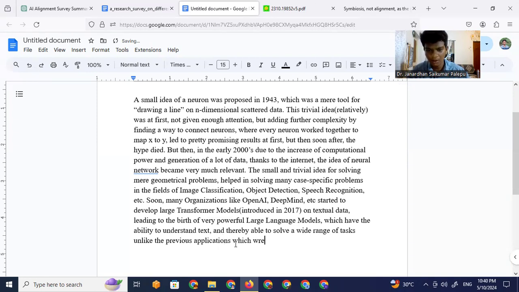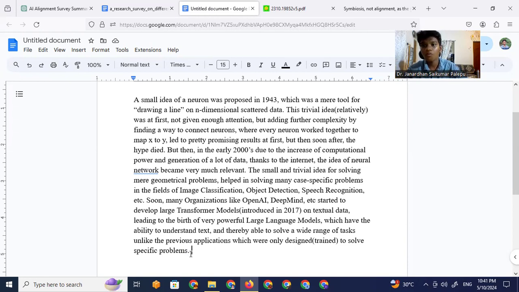which were only designed, or trained, to solve specific problems, mapping from X to Y. Okay, so I'll just leave it at specific problems. So yeah, AI now became more generalized. That is one thing you could say.